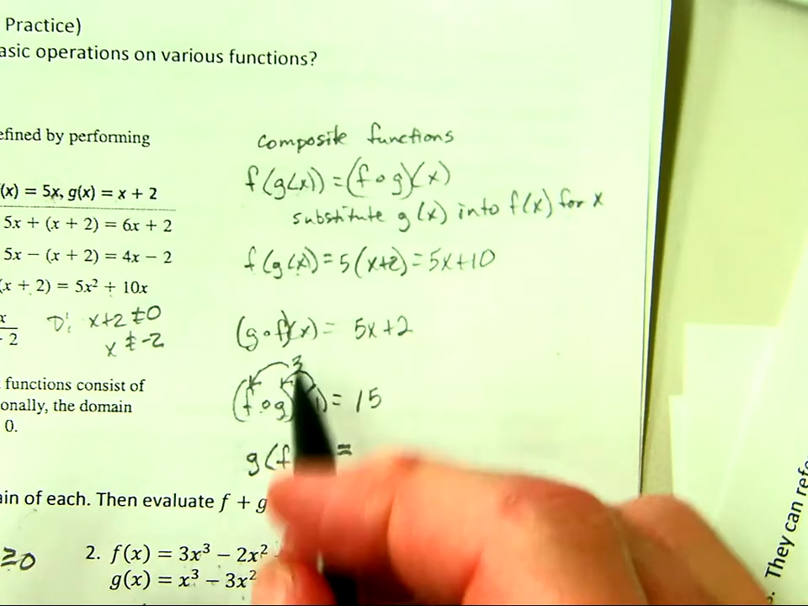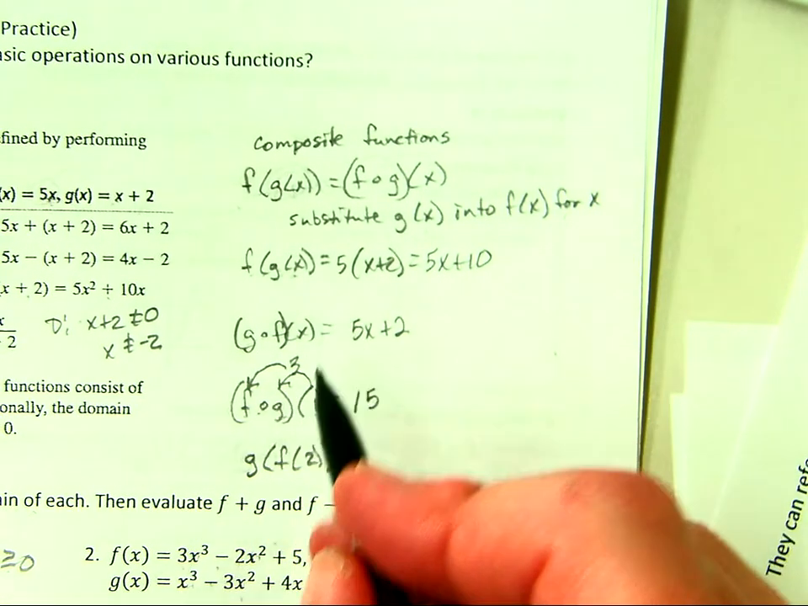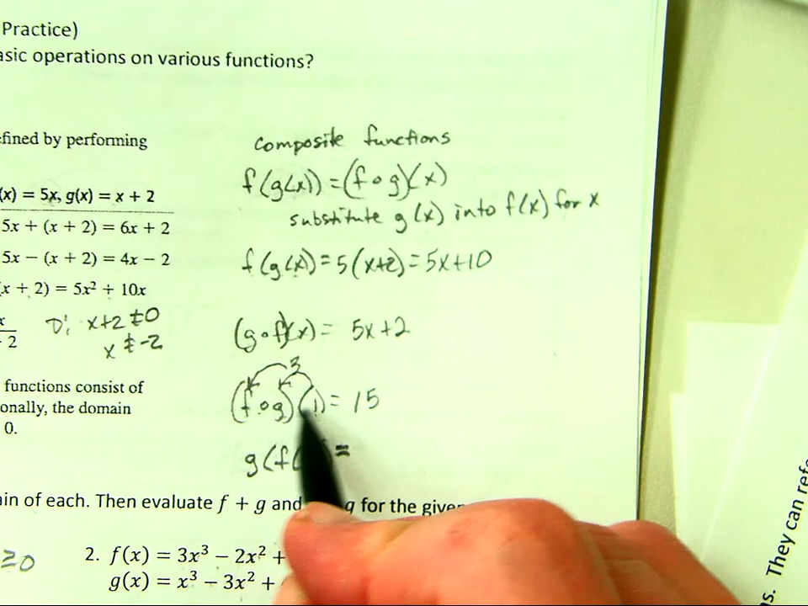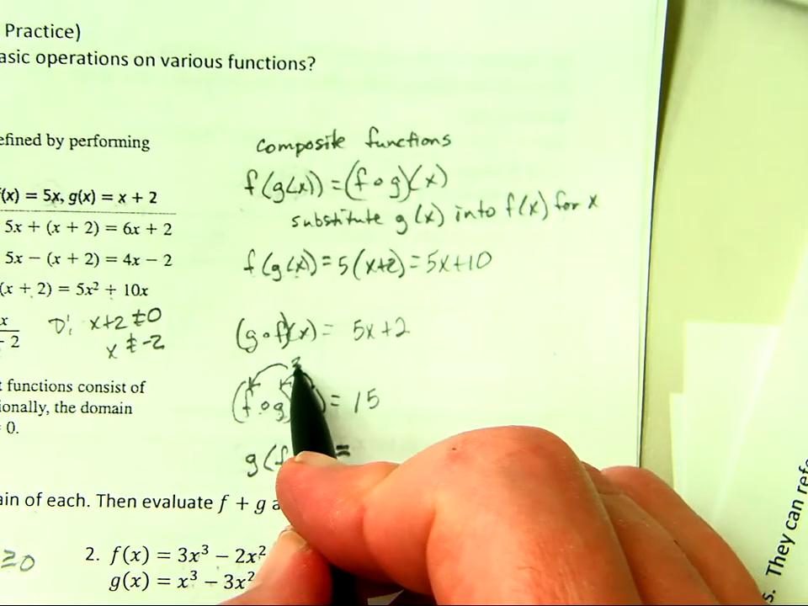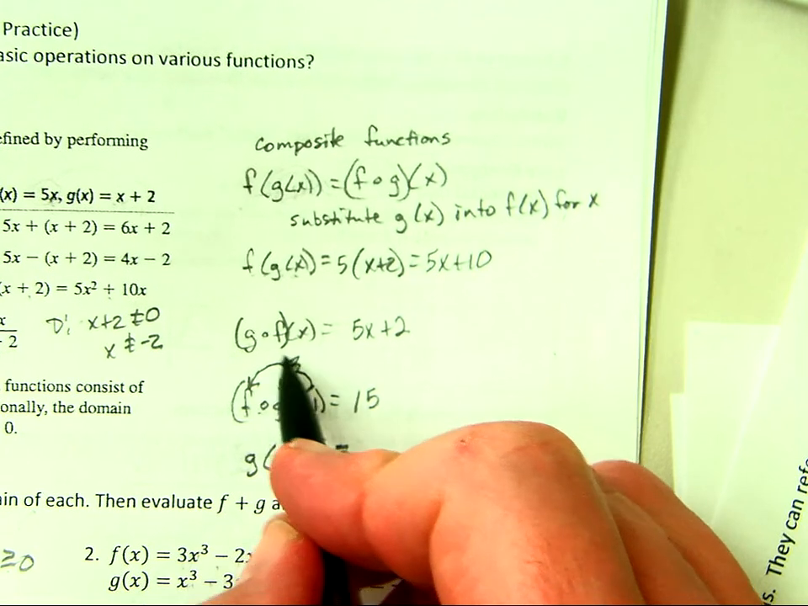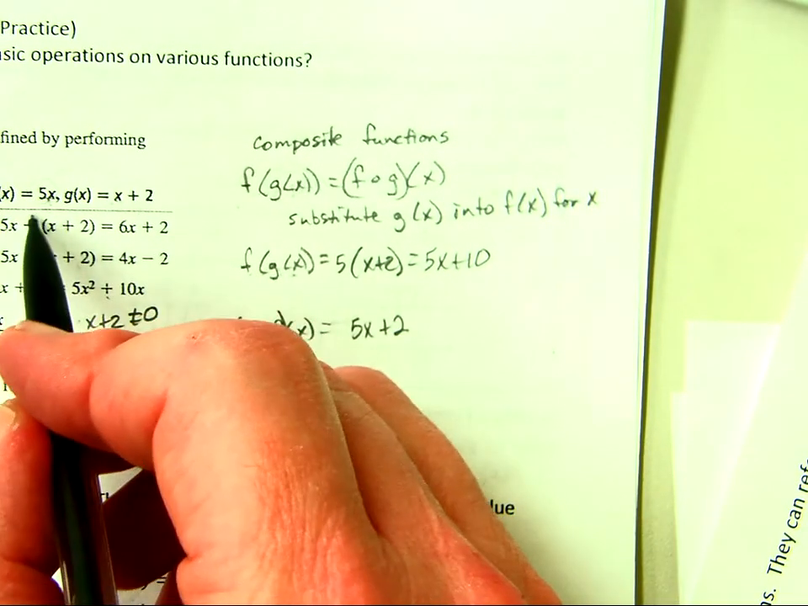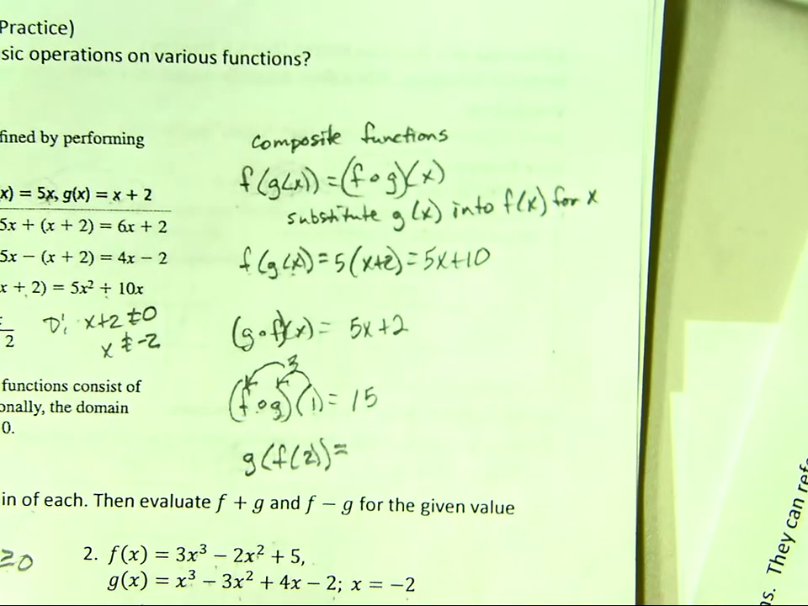So again, there's no multiplying involved. You'd be tempted to do that. But you plug the number into the last function. So 1 into g. 1 plus 2 gave us 3. Then take that answer and plug it into the leading function, the f, the outside function. So that was 5 times 3, 15.